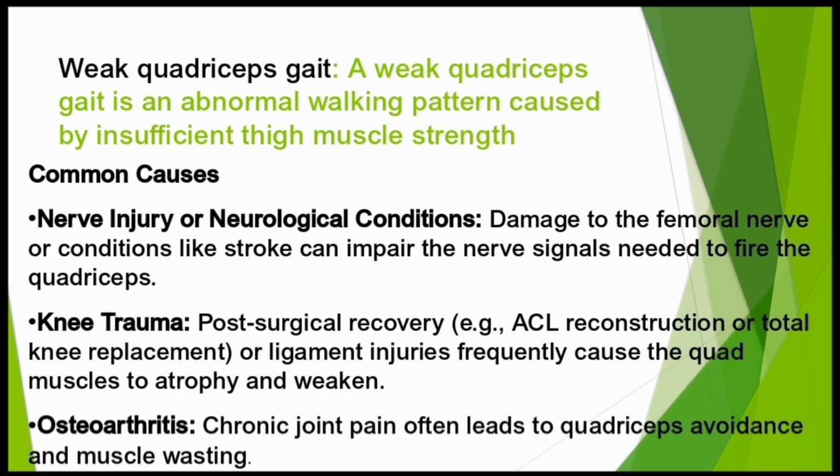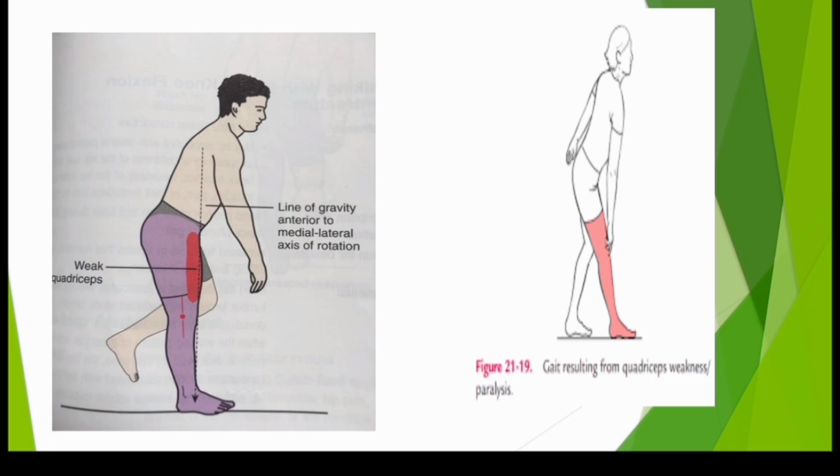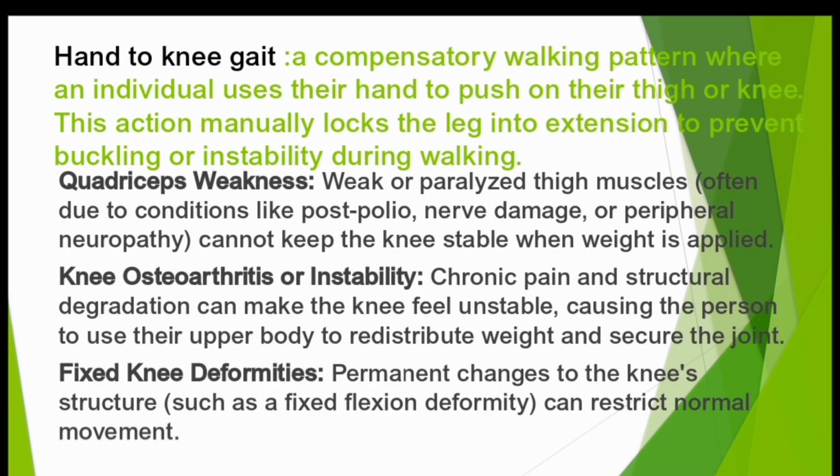So you can see in the picture how the person is struggling to walk, that is there is weak quadriceps, right? So line of gravity, that is anterior to medial lateral axis of the rotation, you can see in the picture. Next one is hand to knee gait. It's a compensatory walking pattern where an individual uses their hand to push on their thigh or a knee. Mainly knee. This action manually locks the leg into extension to prevent the instability during walking.